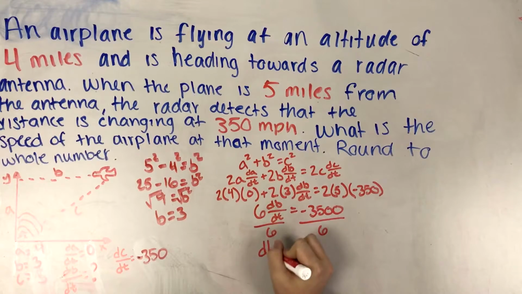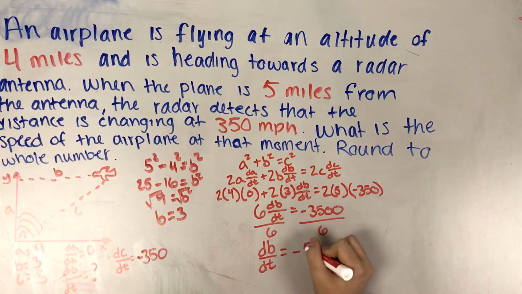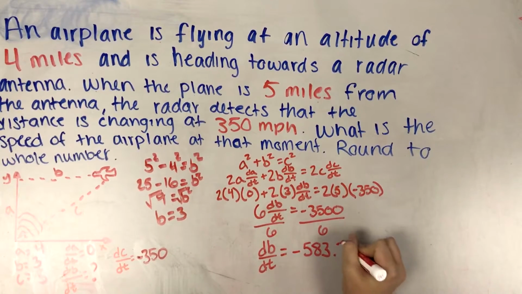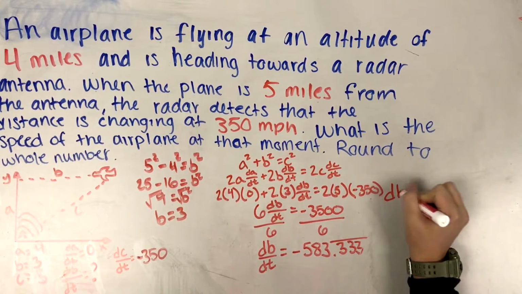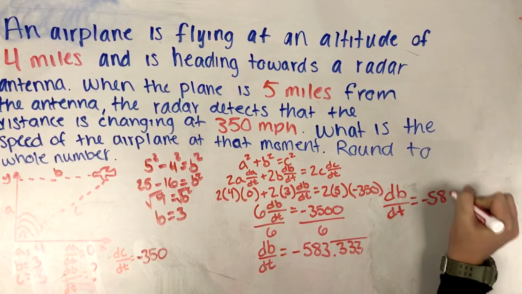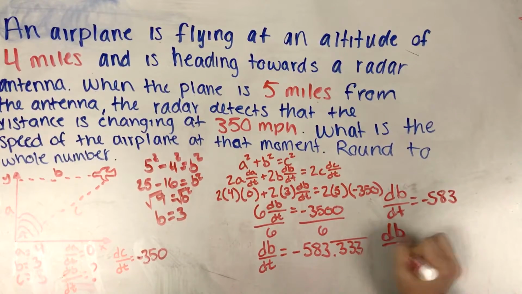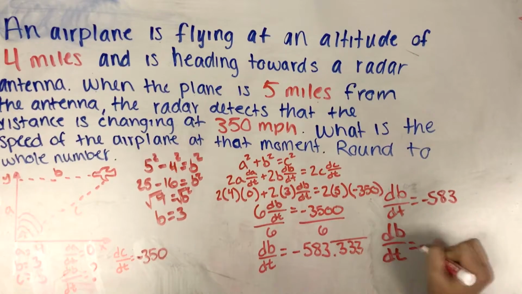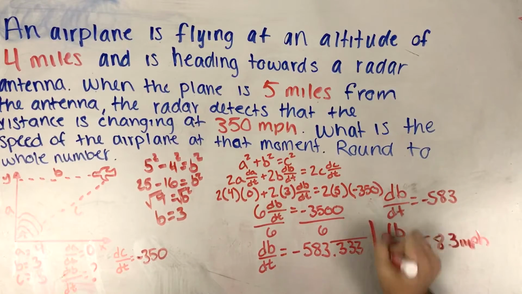So we'll get dB over dt equals, and if we punch this into a calculator, we will get negative 583.333 repeating. Now, since it says round to the nearest whole number, we will write dB over dt equals negative 583, but since the speed cannot be negative, dB over dt will equal 583 miles per hour. And that is your final answer.